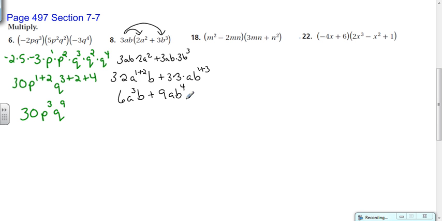And those are not like terms, so I can't add 6 and 9 because the variables and the exponents do not match perfectly on each term.